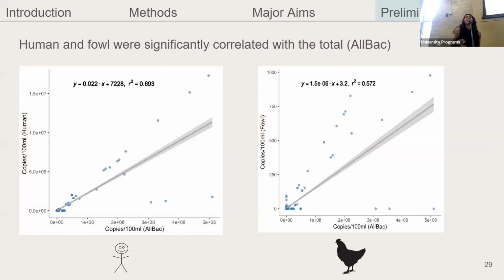And then I also ran regression tests to compare my total marker to my species specific marker. What I found was that human and fowl were significantly correlated with the total. So these are the regression plots that I made with the R squared. And again, the human accounts for the majority.